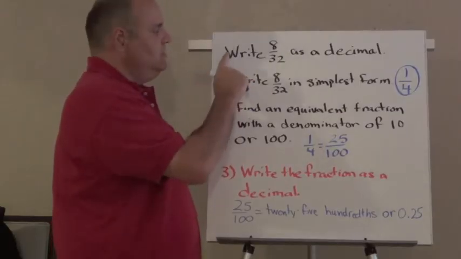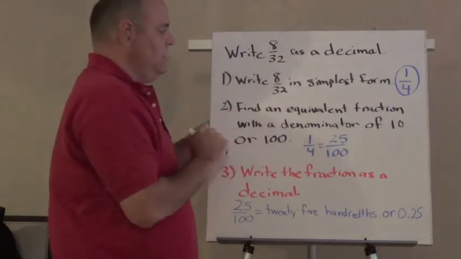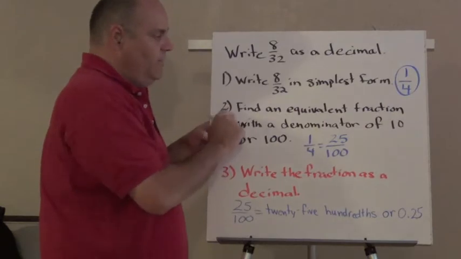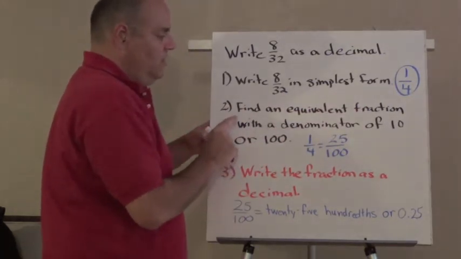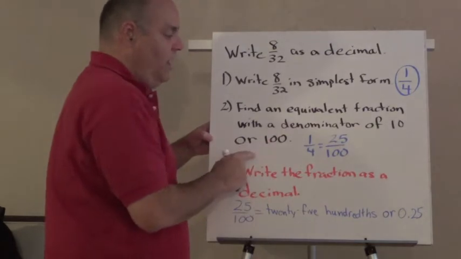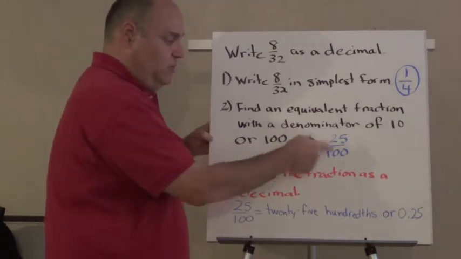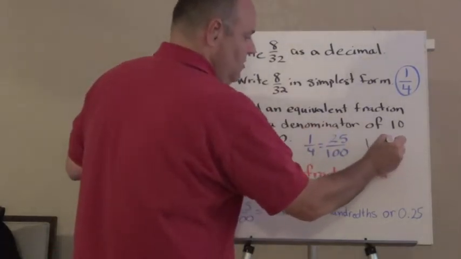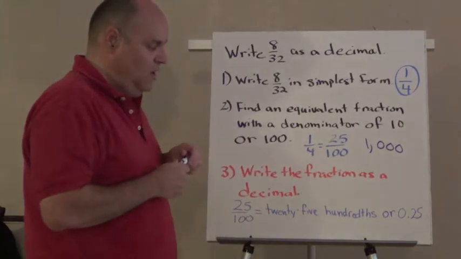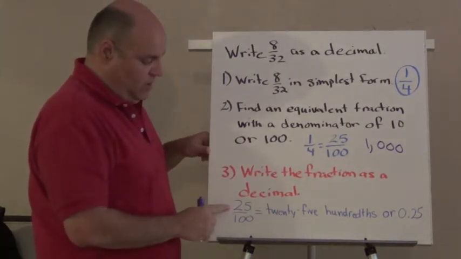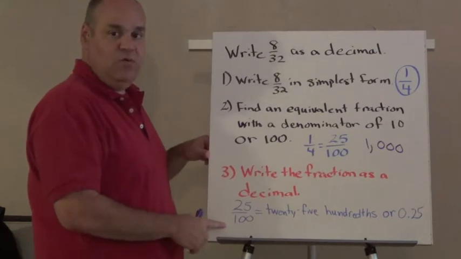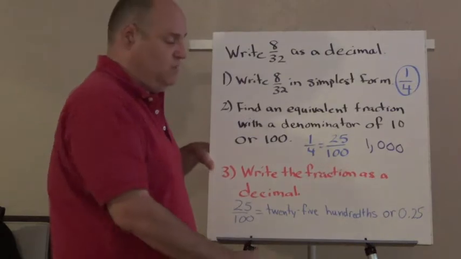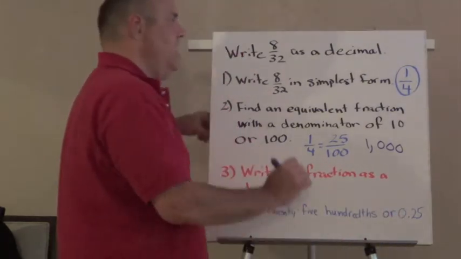Let's review our steps. We're going to write 8/32 as a decimal. Write 8/32 in its simplest form, it becomes 1/4. Find an equivalent fraction with a denominator of 10 or 100. We already decided that that would be 25 hundredths. Remember, sometimes the denominator can be 1,000. Write the fraction as a decimal. In word form, we say 25 hundredths. So to write it as a decimal, we write 0.25.